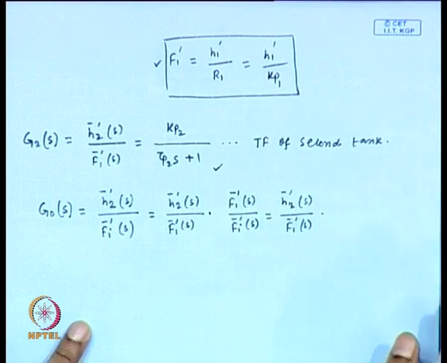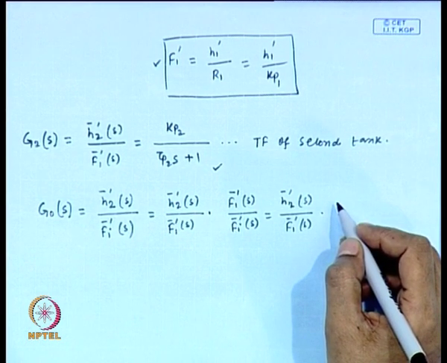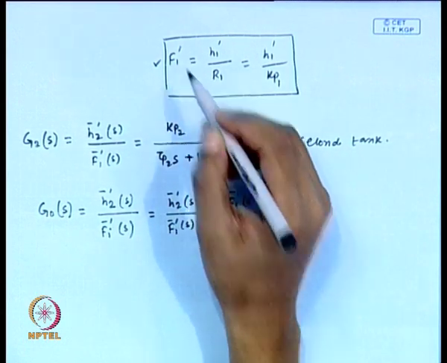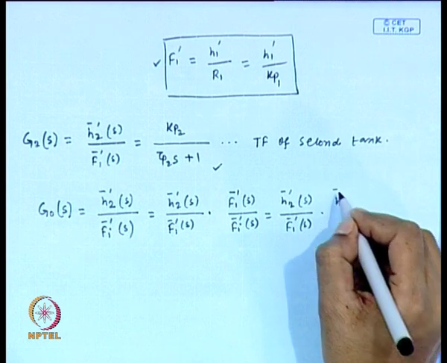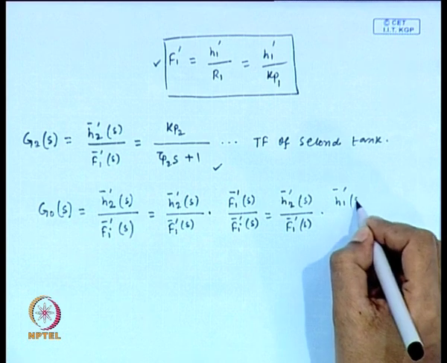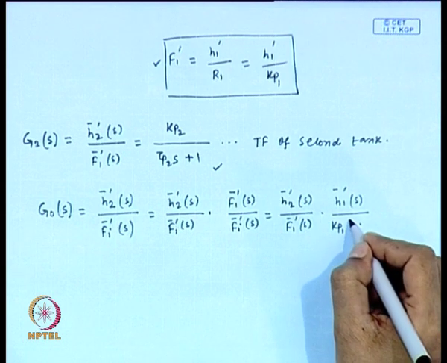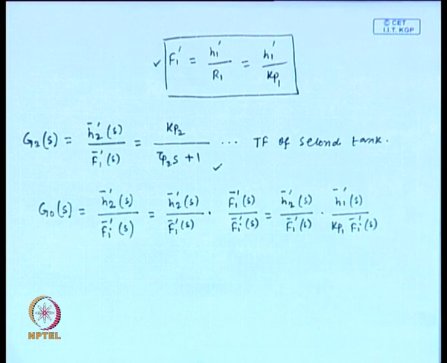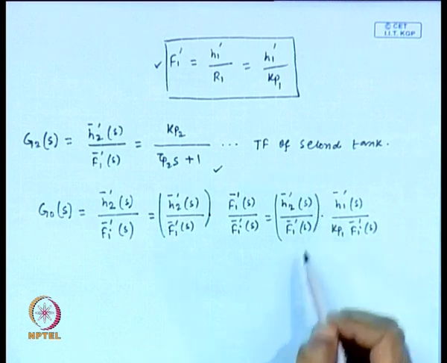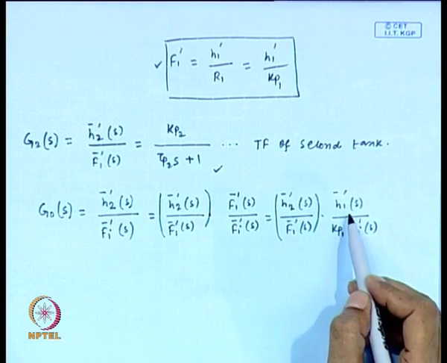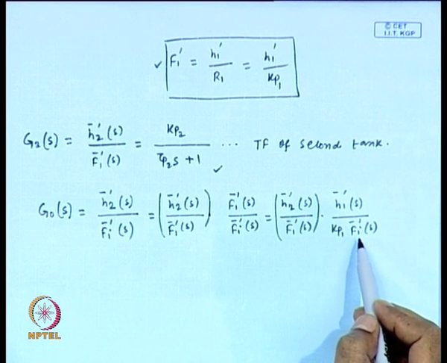Now, this relationship we will substitute here. I mean, F1 prime, this is not bar, sorry, prime, F1 prime equals H1 prime divided by Kp1. So, if we substitute here H1 bar prime(s) divided by Kp1 and Fi bar prime(s). Can we write this? There is no change of this term. Now, in place of F1 prime, we have substituted H1 prime divided by Kp1, and then Fi prime remains there.